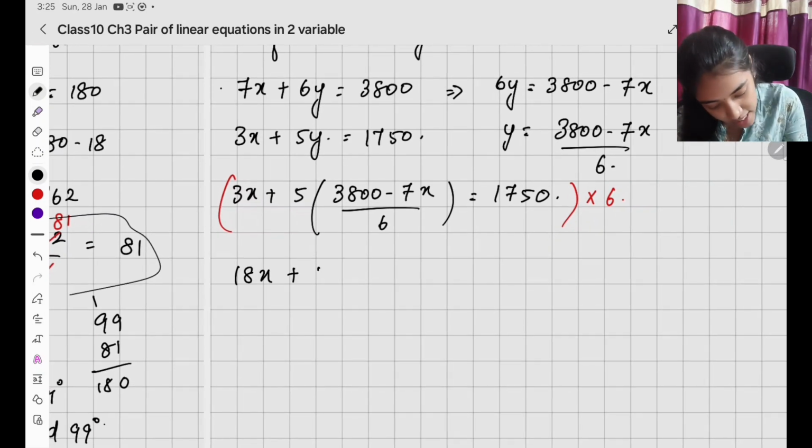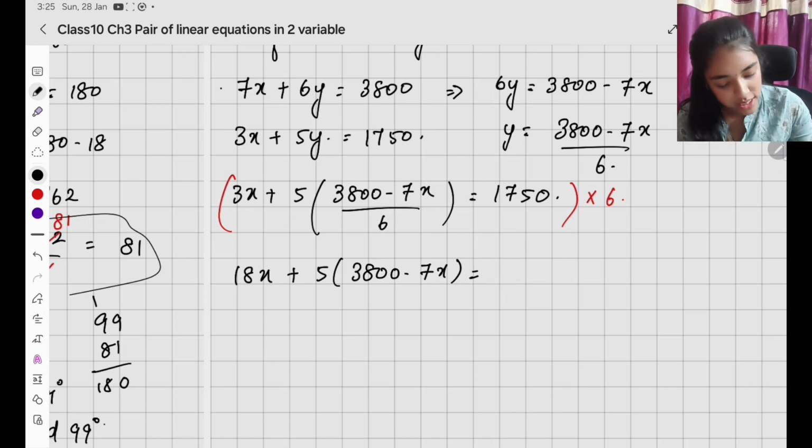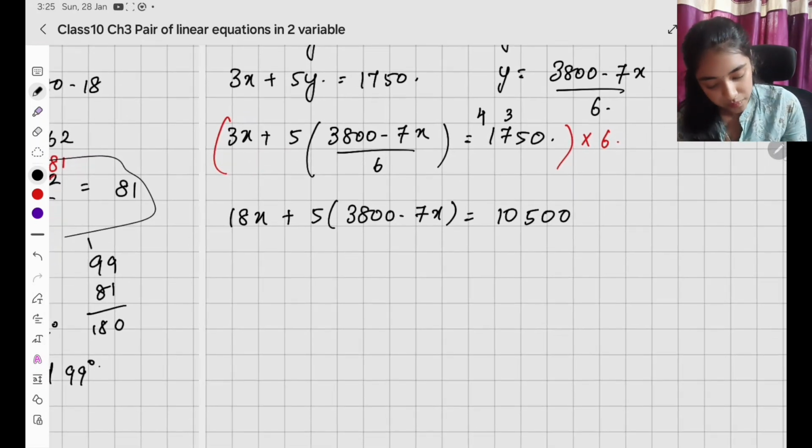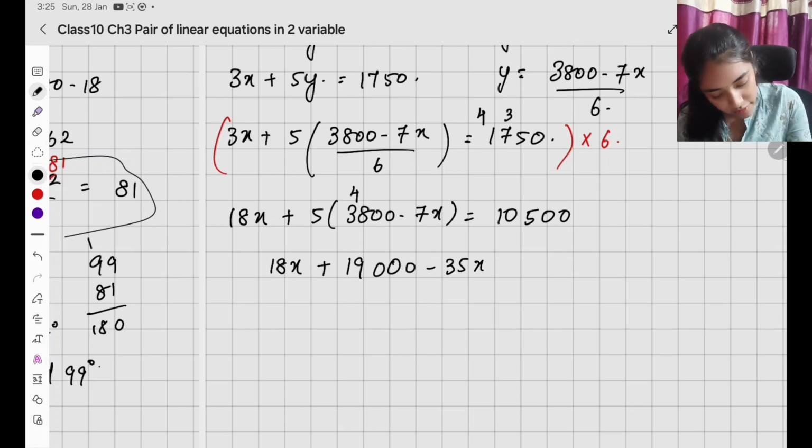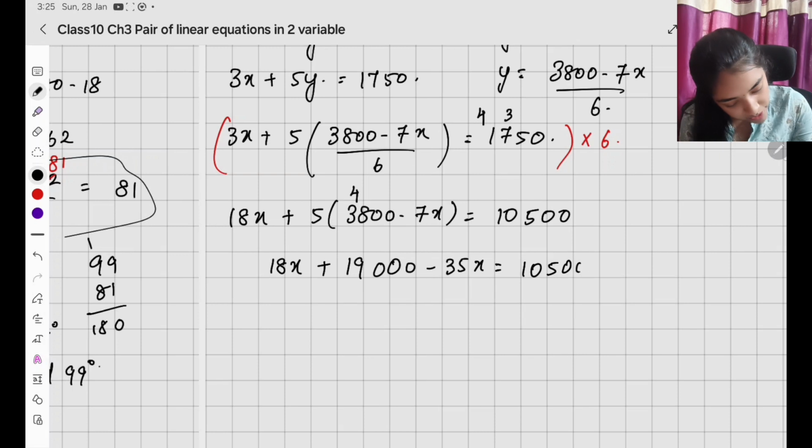6 3s are 18. So 18x plus 5 into (3800 minus 7x) equals 1750 into 6. 6 zeros are 0, 6 5s are 30, 6 7s are 42, 43, 44, 45, 6 1s are 6, 7, 8, 9, 10. So 10,500. Okay. Now when I multiply this inside, 18x plus 5 8s are 40, 5 3s are 15, 16, 17, 18, 19, 19,000 minus 5 7s are 35, 35x equals 10,500.